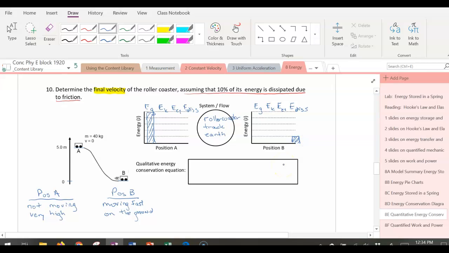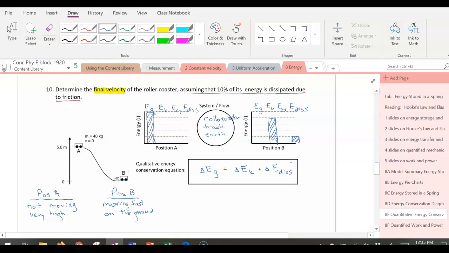And then at position B, it's on the ground. So there is no more EG, right? It's moving fast. There is kinetic energy. And so look here, I'm going to put the rest of the energy as being stored as kinetic energy. Let's write the conservation equation. The change in the gravitational potential energy equals the change in the kinetic energy plus the change in the dissipated energy.